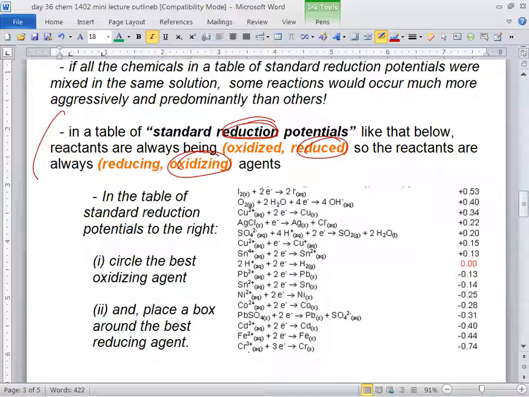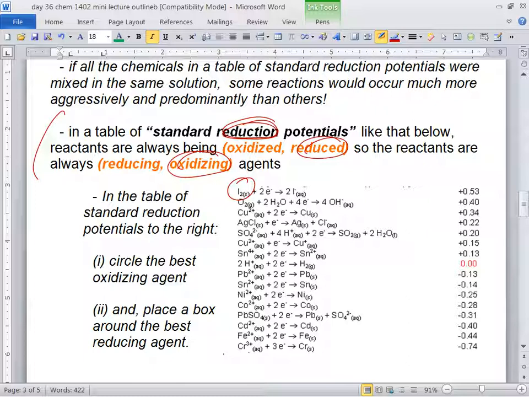And you know it's going to be one of the extremes. Either it's going to be this chromium plus 3, or it's going to be that iodine solid. It's always the extremes, because you want the best. Which one would it be? Iodine solid. Why? Because it's the most positive. Iodine solid is the best oxidizing agent. The best. This one's the worst. It's the most negative. So chromium 3 isn't going to oxidize anything.